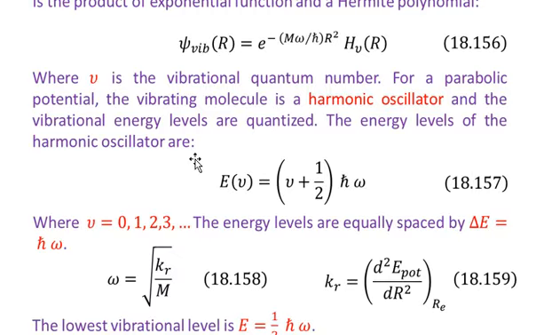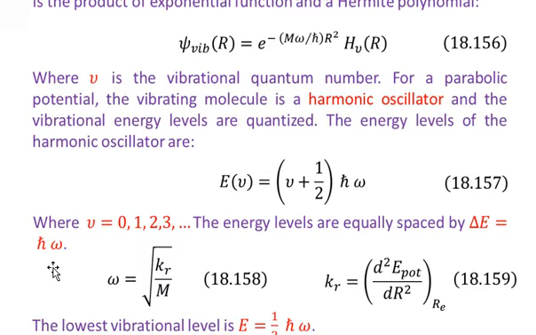The energy levels of the harmonic oscillator are now given by, this is the eigen energy state that can be obtained by the solution of the previous differential equation. So E of nu will become equal to parenthesis nu plus half, and outside that we have h bar omega, where nu is the vibrational quantum number, that is nu is equal to 0, 1, 2, 3, and so on. That is, the lowest value of nu is 0, not 1. The energy levels are equally spaced. That is, delta E will be equal to h bar omega.